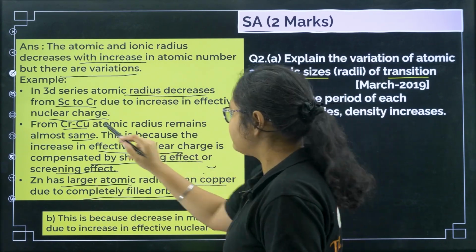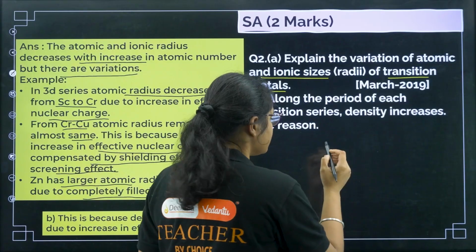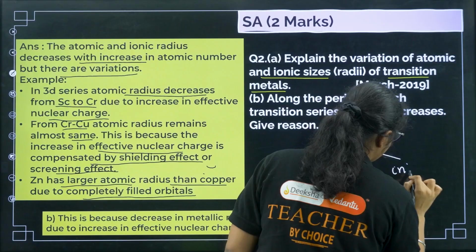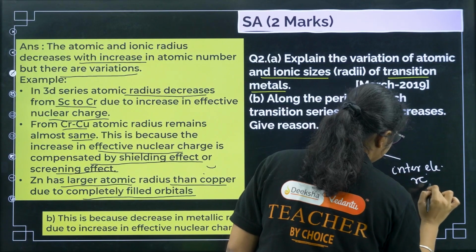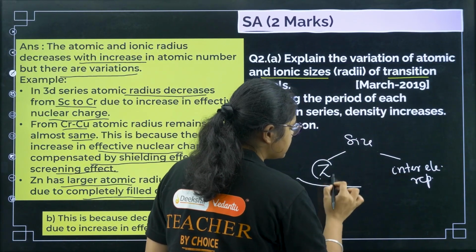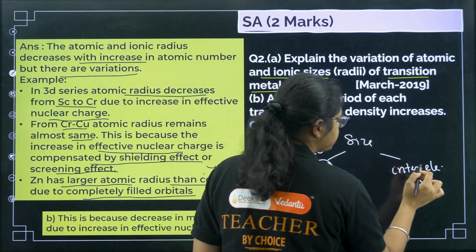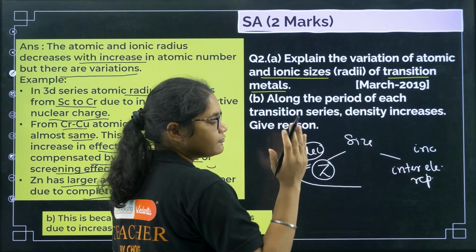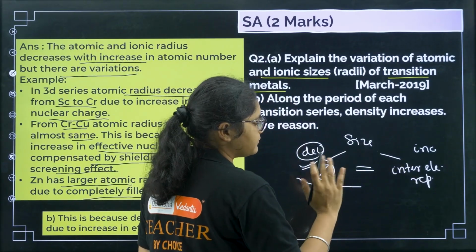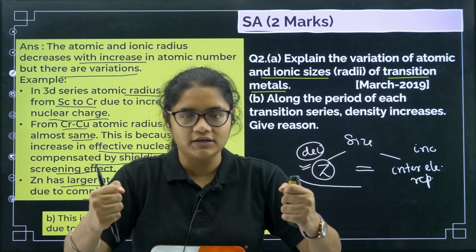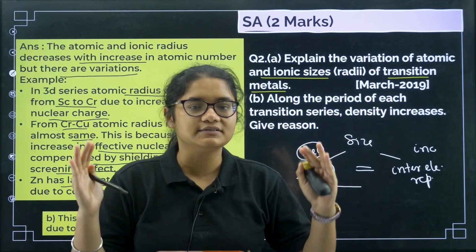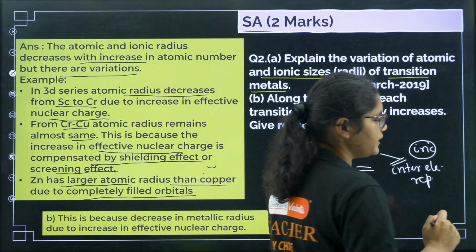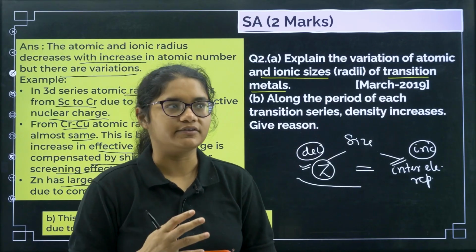If you have understood this one, listen, for size we have two factors. One is the effective nuclear charge and the other is inter-electron repulsion. This will try to decrease the size and this will try to increase the size. In the beginning this is very dominant, the size was decreasing. From chromium to copper these both are equal, so size remains constant. One tries to decrease, another tries to increase. Then after this one, this factor is dominant, so from copper to zinc size is increasing.